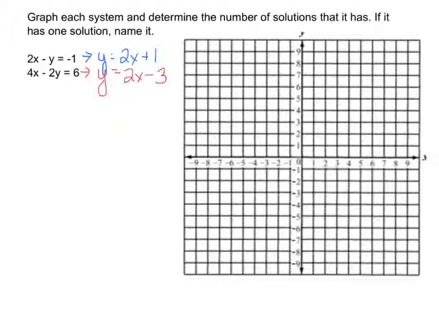So for my first one, I'm going to start at negative 3, and I'm going to go up 2 over 1. And I'm going to keep doing that for all of these. And then my other line, I'm going to start at 1, and I'm going to go up 2 over 1 for those.